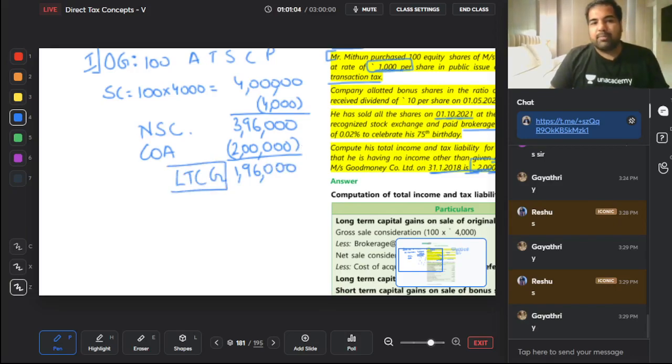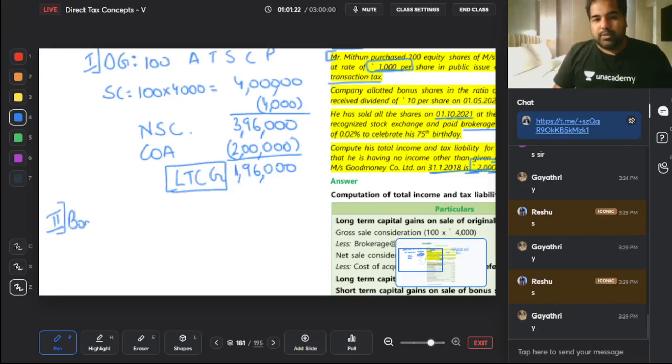Guys, please tell me, is this a listed security? Yes. So what rate will apply? 10% will apply above 1 lakh. So only 96,000 will be taxed. Your entire 1 lakh 96 will go in your income, but tax will be only on 96,000 at the rate of 10%. This is original shares.